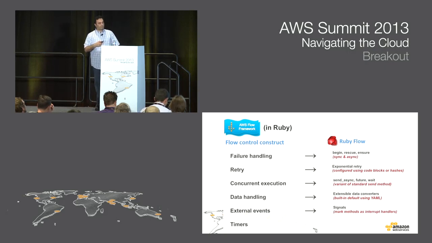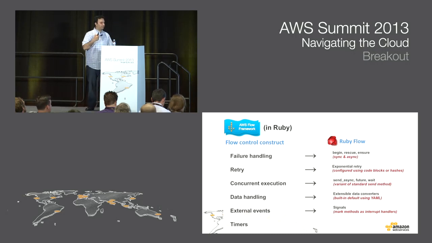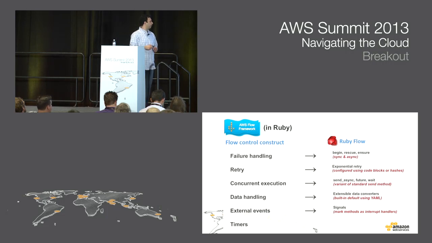We also provide an ability for your workflows to handle external events. A good example of that is an order processing workflow where a customer decides to change an order. You can implement that as another method, which is marked as an interrupt point in your workflow. When that event happens, we'll invoke that method, and then you can handle it as appropriate for your process.